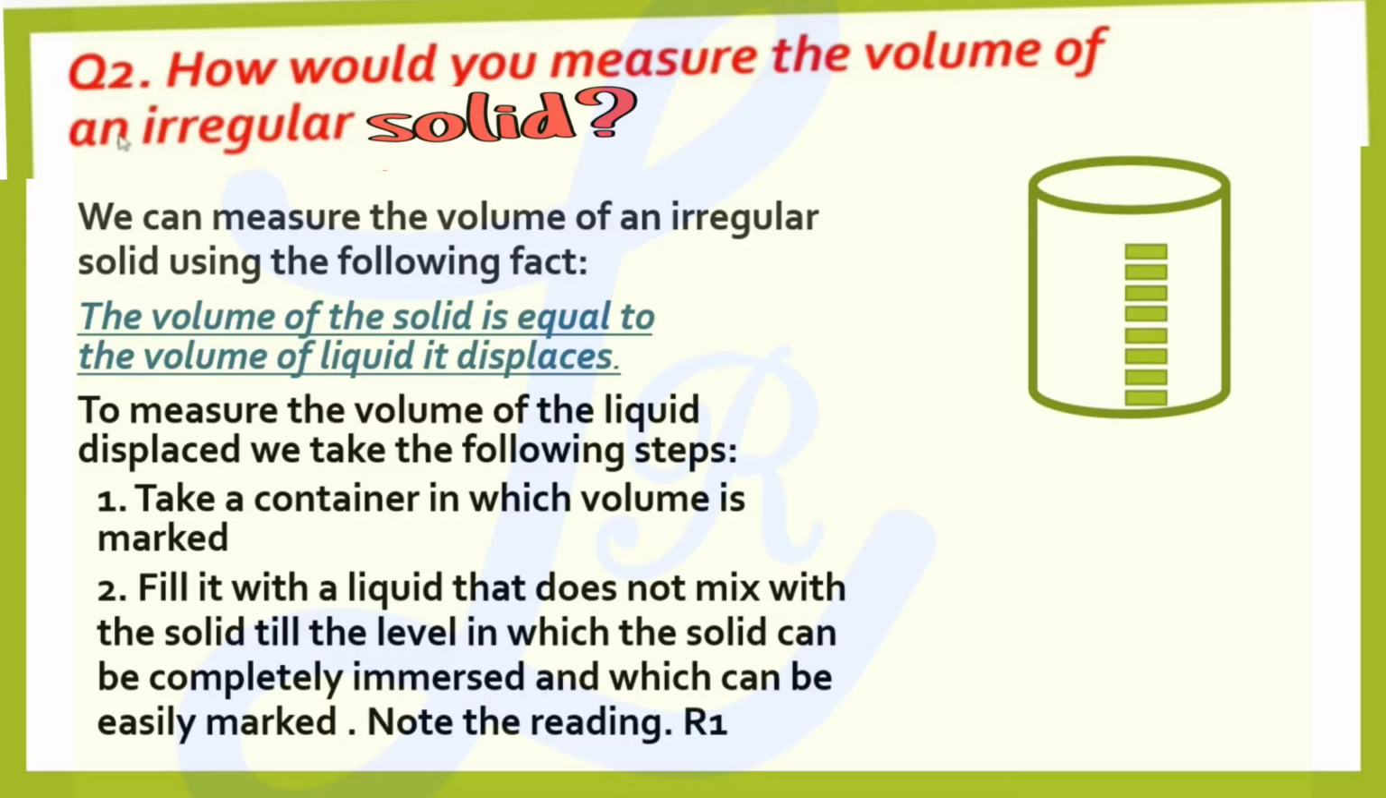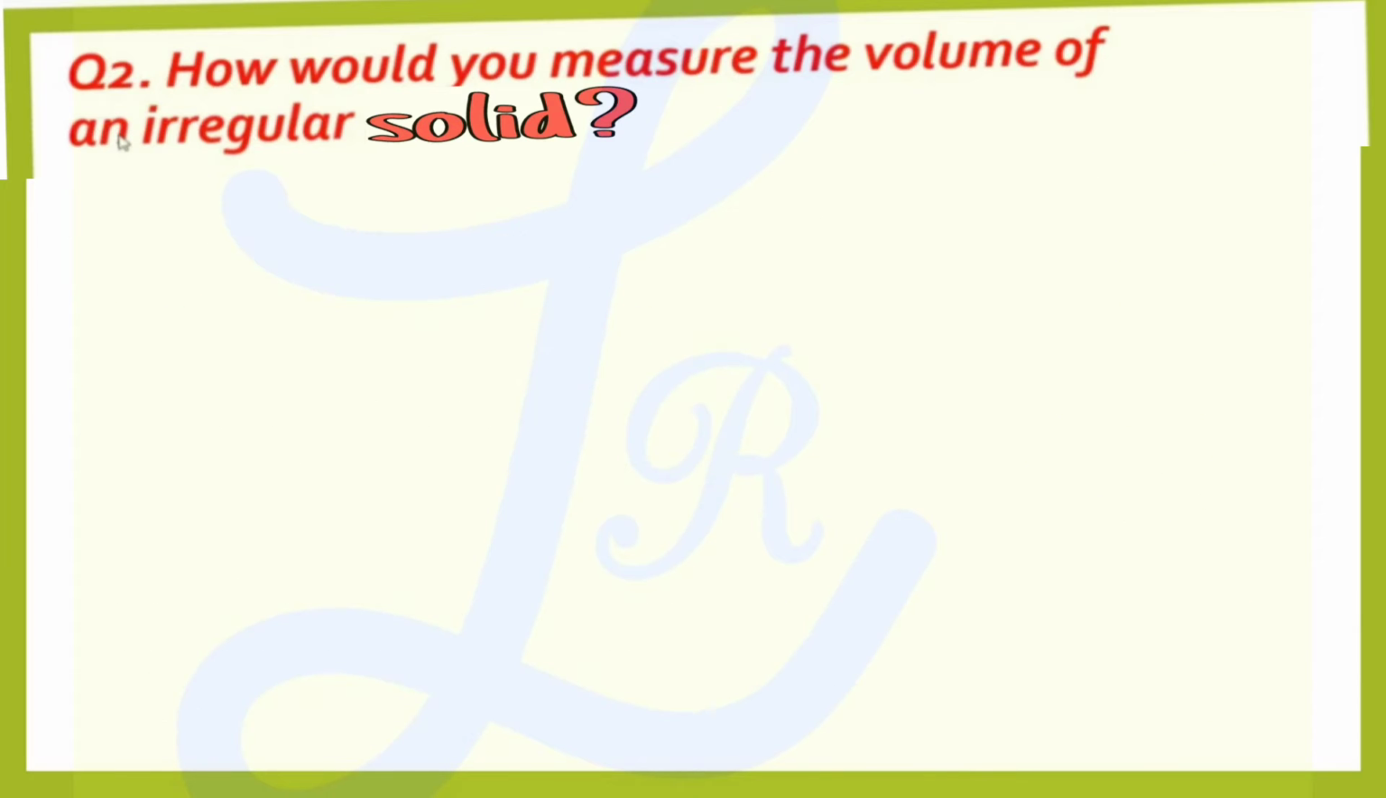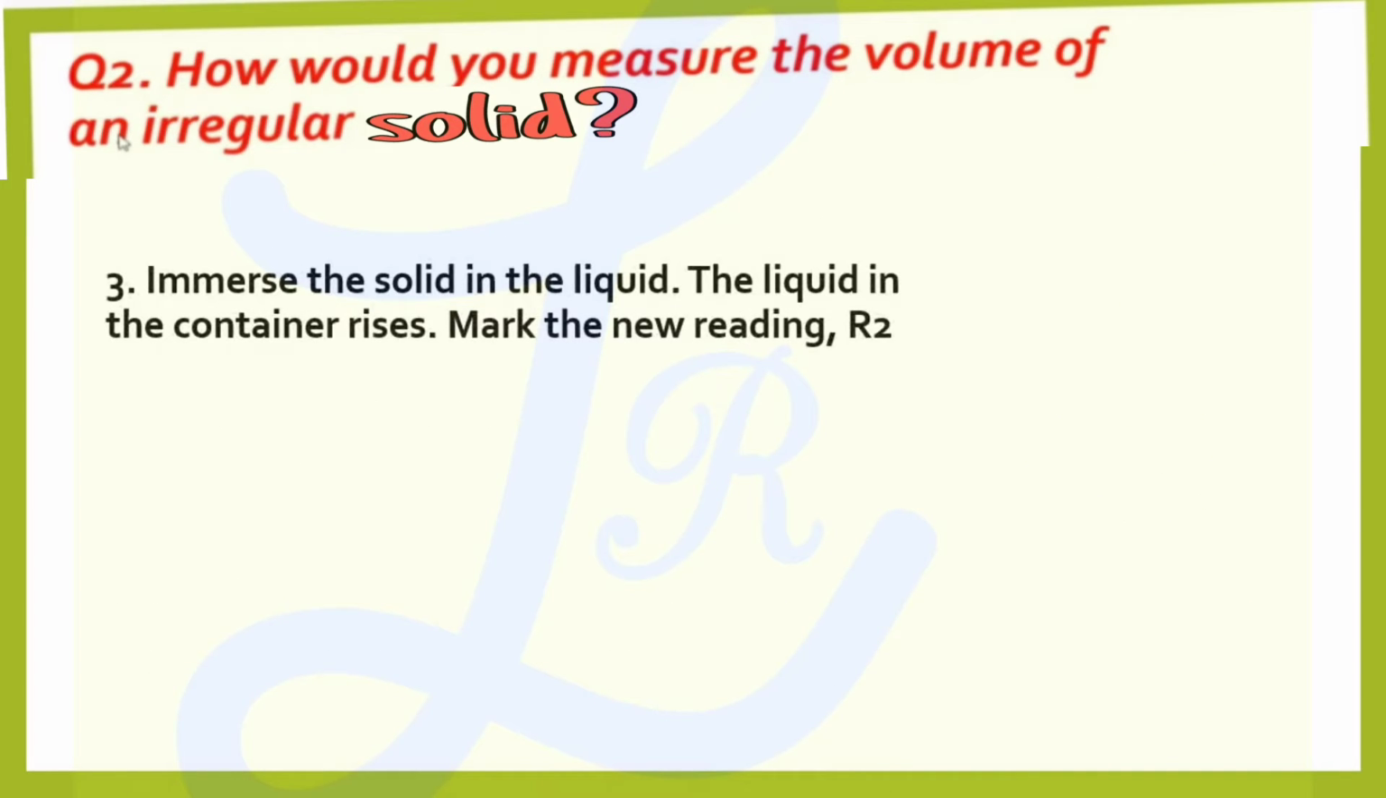So the amount of liquid that we pour in the container should be enough that the solid can be completely immersed inside it. And then we mark the reading. So I filled it with the liquid, and then I saw the reading, and the reading I marked in the copy is R1. Then we are going to immerse the solid in the liquid.